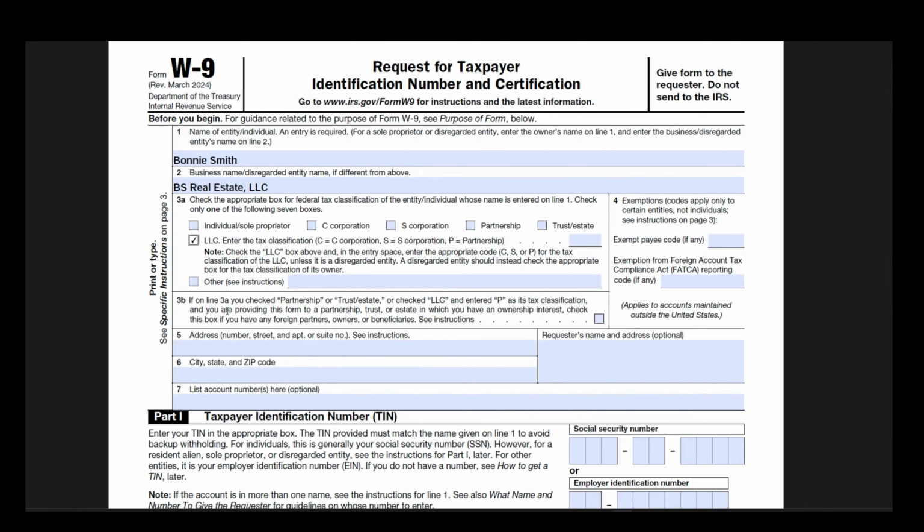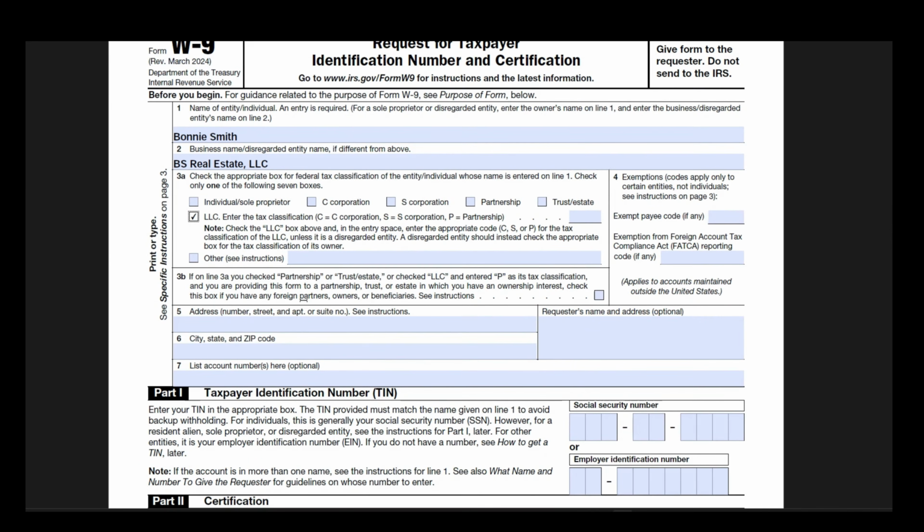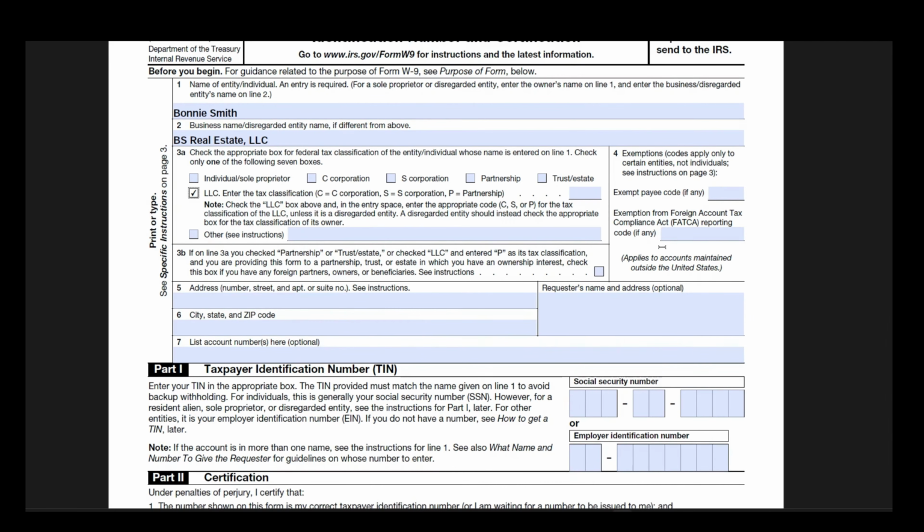Moving on to line 3B, if you operate as a corporation, C Corp, S Corp, partnership, or trust, then any of the owners or even the beneficiaries, if they are foreign, if they're a foreign partner, then you are going to select this box here to notify the requester that there are some foreign partners associated with the business. Moving over to box 4, this is where you're going to include any exemptions that apply to your entity. Not very common, but it may apply to you.